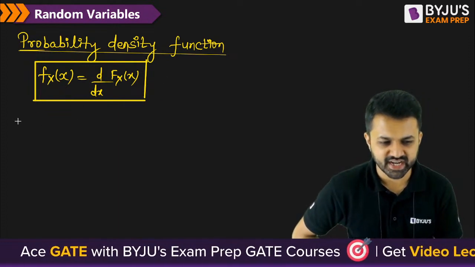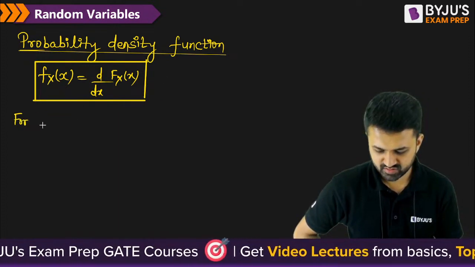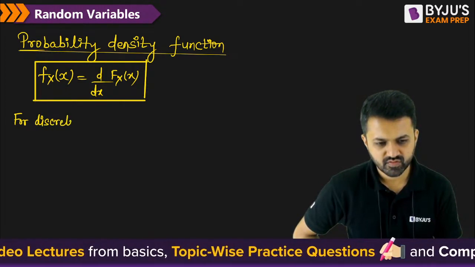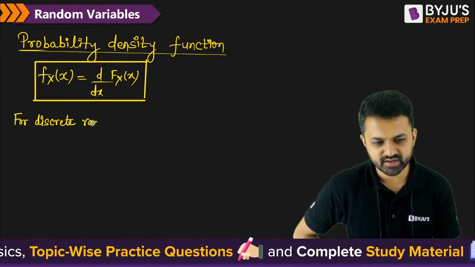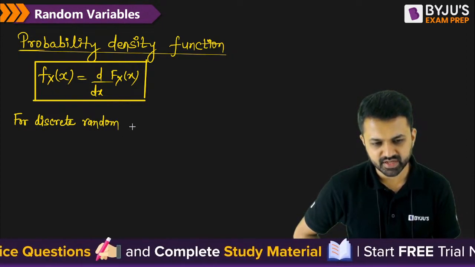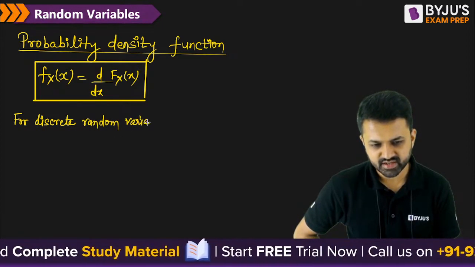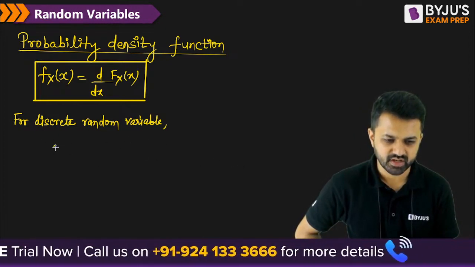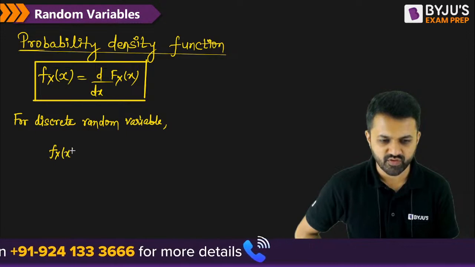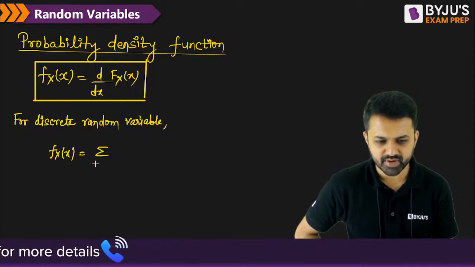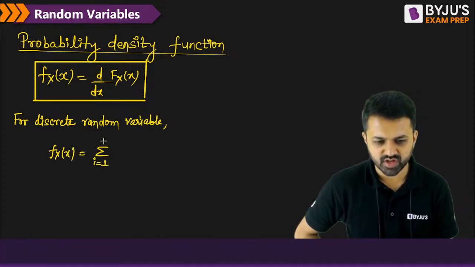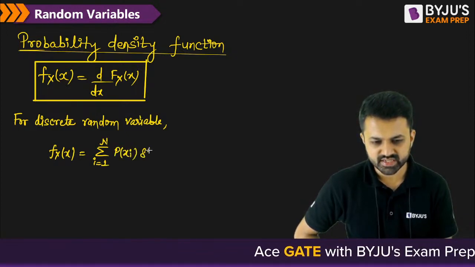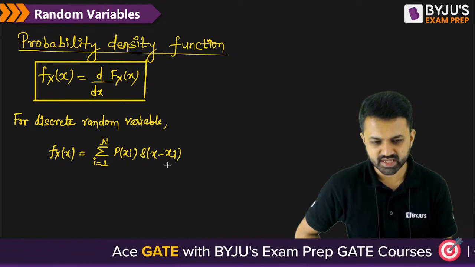And for discrete random variable also. Yes, Vikram, I am taking that question. Okay, just wait a minute. For a discrete random variable, this fX(x) is given by the summation i equal to 1 to n of the probability of xi times delta(x minus xi).